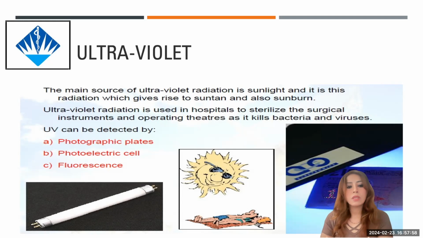UVA wavelength is between 320 and 400 nanometers. UVA is the most abundant UV radiation reaching the Earth's surface. It is responsible for tanning and contributes to the aging of the skin. While it is not as strongly absorbed by the ozone layer, excessive exposure to UVA can still have some harmful effects on skin. UVB radiation wavelength is between 280 nanometers and 320 nanometers.